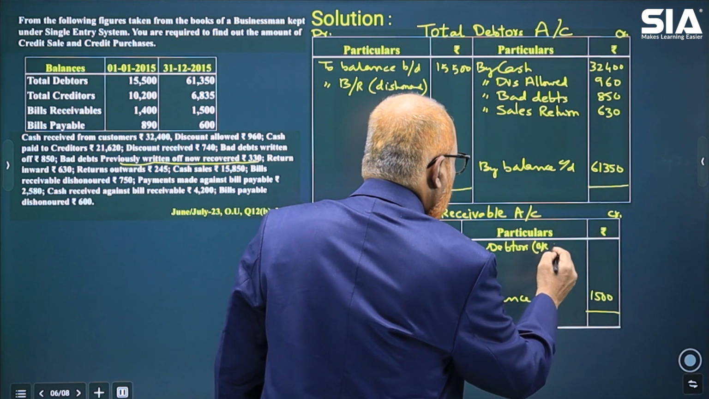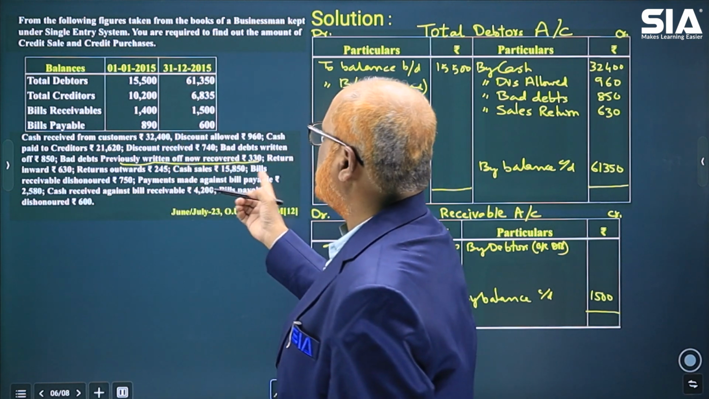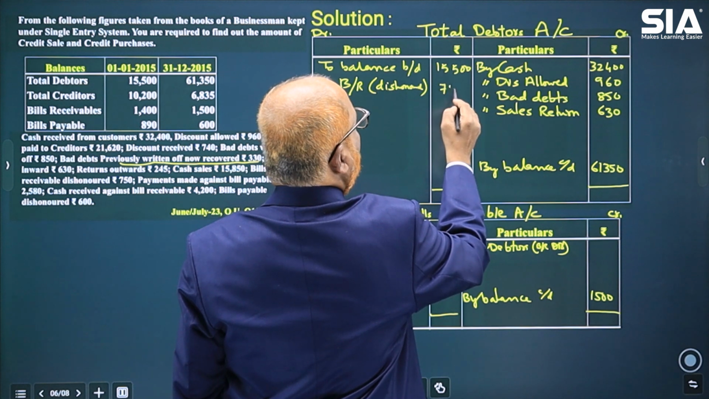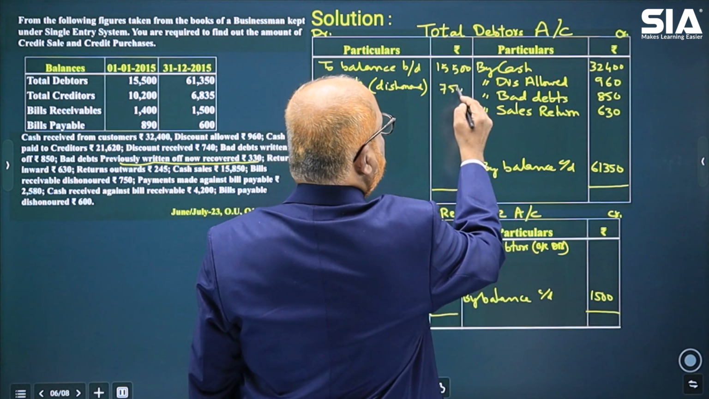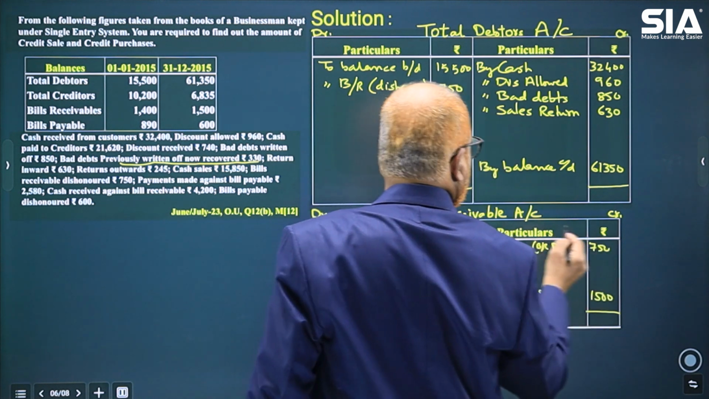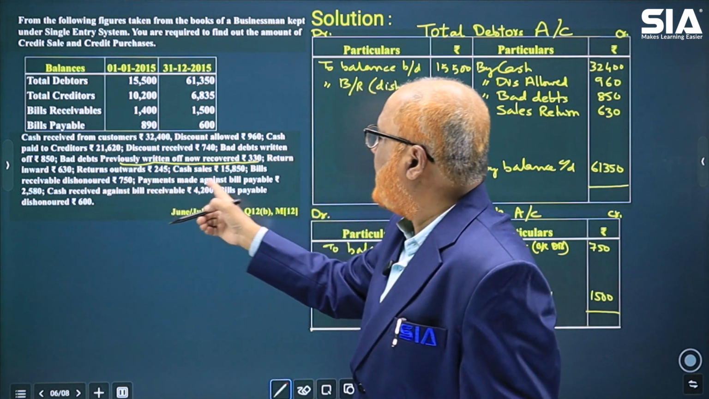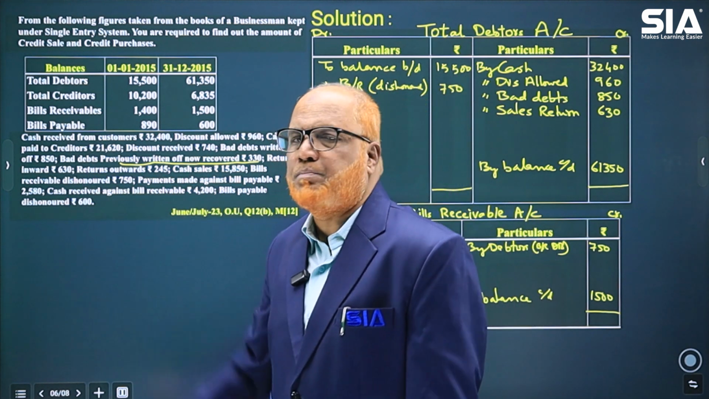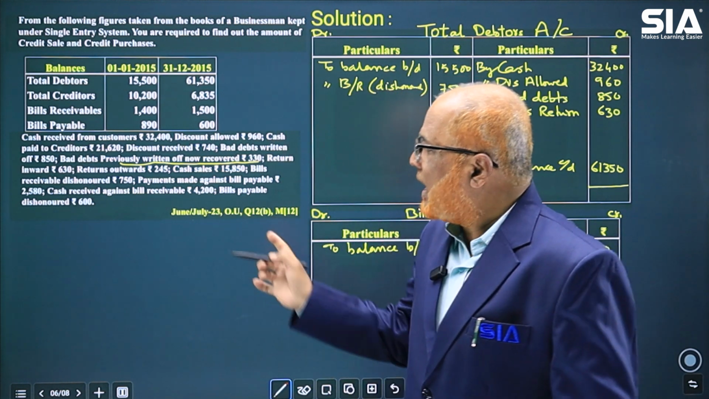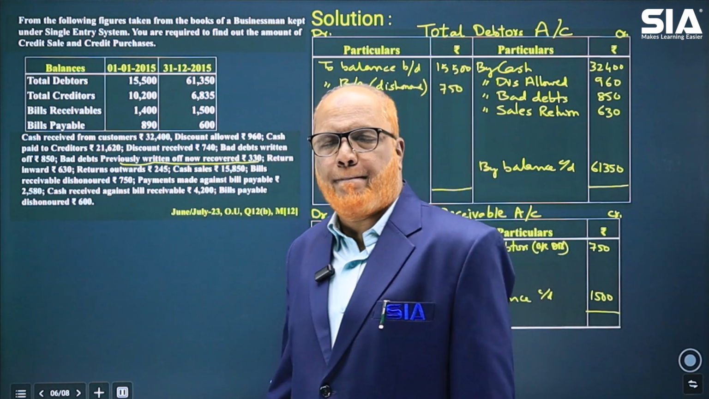Bills receivable dishonored. How much is the bills receivable dishonored? 750. So we will take here 750. Here also we will take 750. That's all. So bills receivable dishonored we have taken. Payment made against bills payable. Right now we are not making bills payable, we are making bills receivable. Afterwards we'll take.